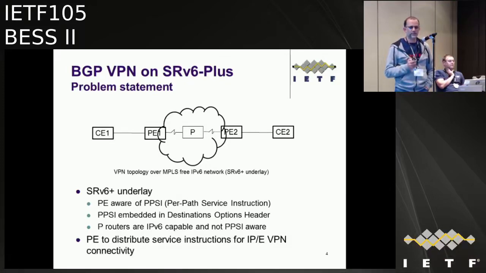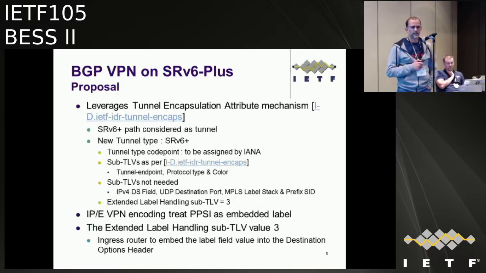So how do we use BGP to enable SRv6+ connectivity on the underlay? We have the mechanism already, the tunnel encapsulation attribute that defines what sort of tunnel you can have between the two PE routers. So we're going to leverage that. An SRv6+ path is considered as a tunnel, and we are going to request an SRv6+ tunnel type. The sub-TLVs, as defined in the tunnel encapsulation document, whether it's tunnel endpoint or protocol type or color, can be used, but some of the other sub-TLVs are not necessarily needed, like the DS field or UDP destination port and things like that.